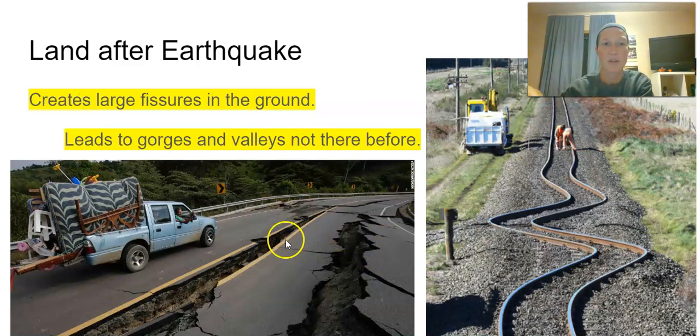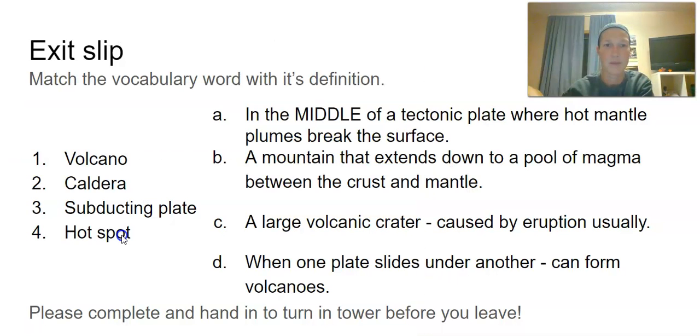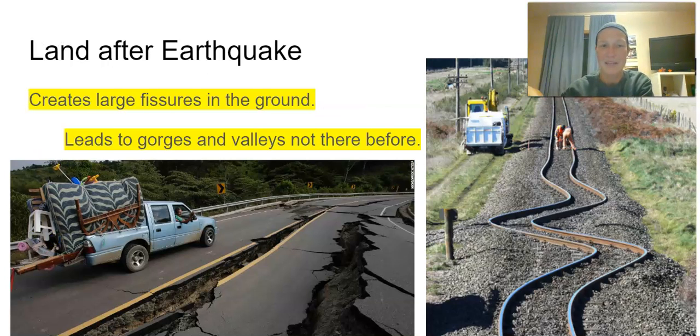What can happen is they can create large fissures in the ground, which means large cracks like this. They can lead to gorges and valleys, and here you can see how the waves moved through the railroad here, created those waves.